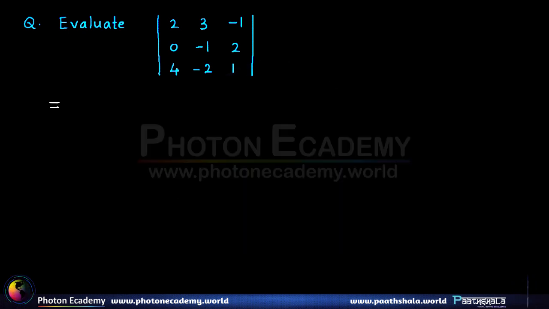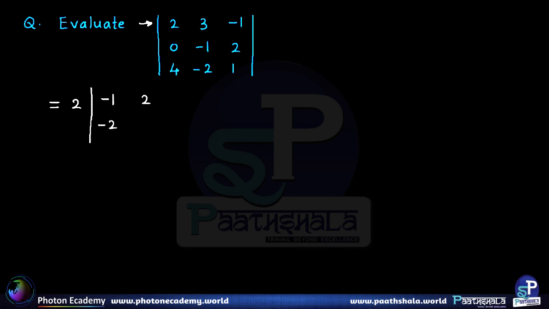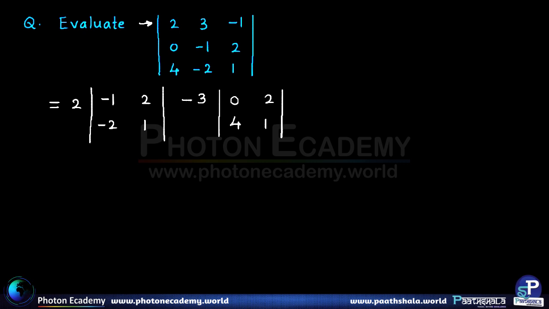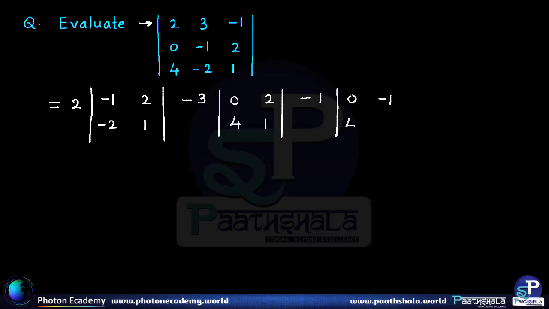As we have seen earlier, let us evaluate along the first row, that is 2 multiplied with, as we remove the row and column of that, the smaller determinant of minus 1, 2, minus 2, 1. Then next we have a minus sign, and we go to the next element in the first row, which is 3. Its corresponding smaller determinant is 0, 2, 4, 1. And lastly we have the third element, which is already minus, therefore we write minus 1 into its smaller determinant 0, minus 1, 4, minus 2.